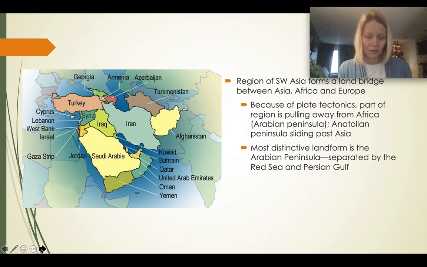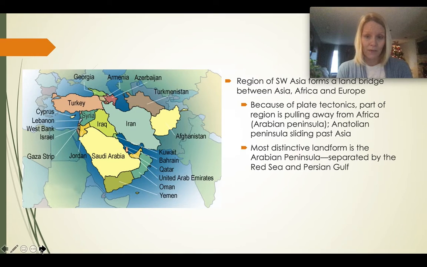The Arabian Peninsula is considered to be Saudi Arabia. And then the Anatolian Peninsula, if you look at that map right there, that's essentially what Turkey is. We call it Anatolia or the Anatolian Peninsula, and it is kind of sliding past Asia. Now, of course, this has taken millions upon millions of years, but this is kind of the shift in the landscape. The most distinctive landform is the Arabian Peninsula.